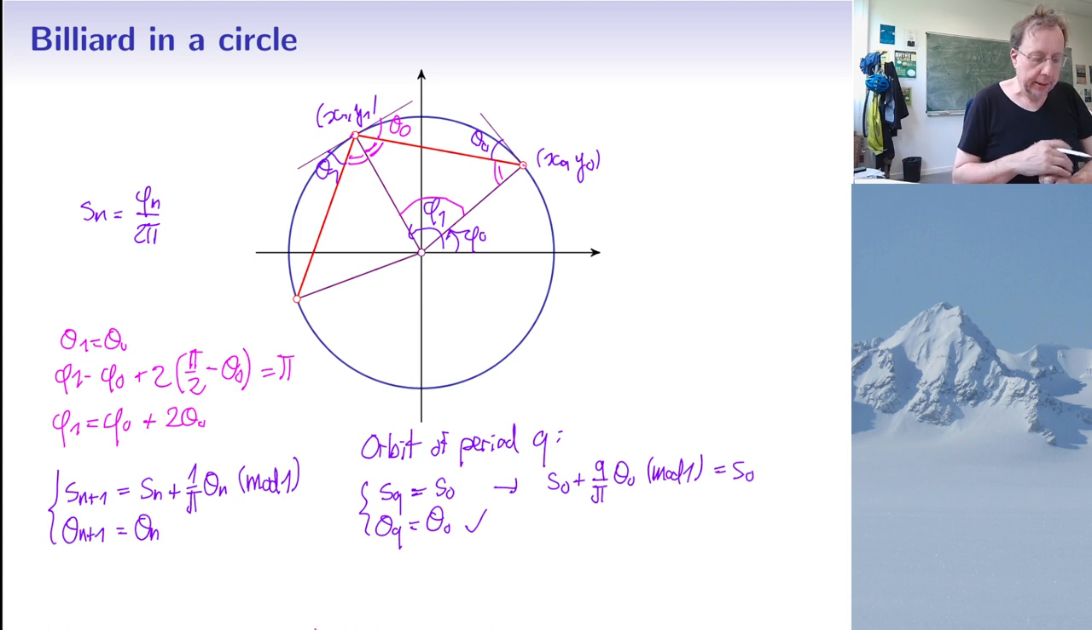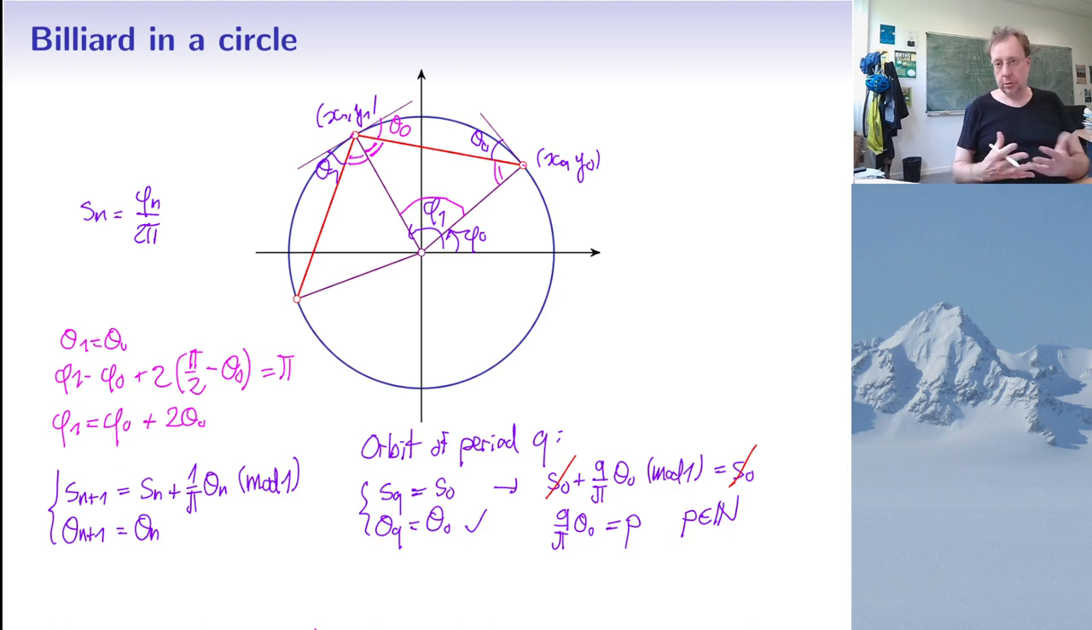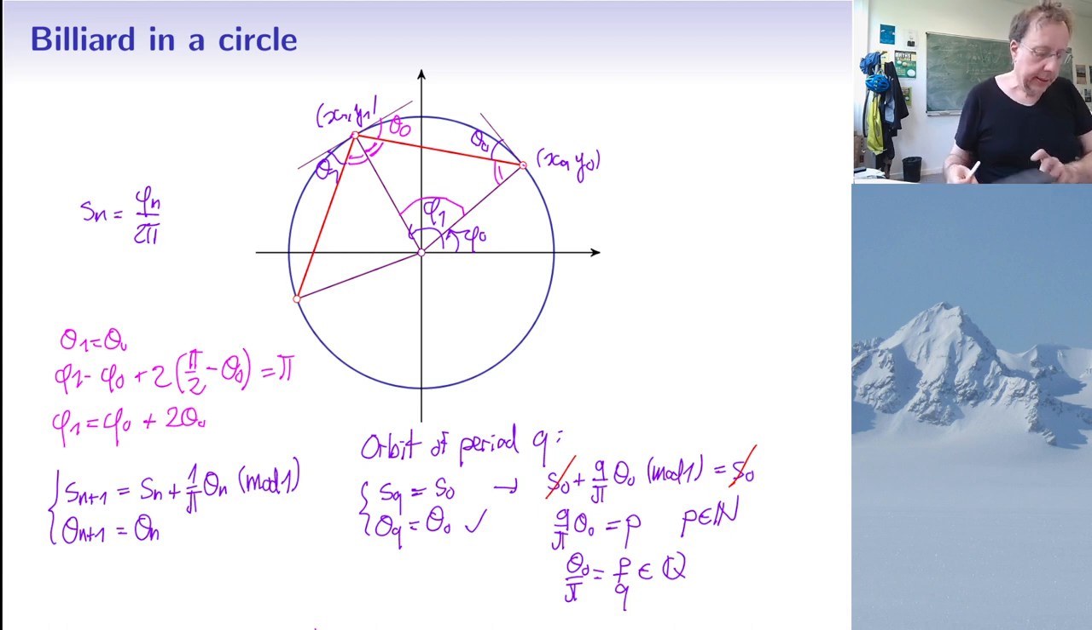But what do I do with the modulo 1 here? Okay, first thing I can simplify by s naught here. But then this is actually equivalent to saying that q over pi theta naught should be equal to p, where p is some integer, which could be in principle any integer. Or in other words, it means that theta naught over pi should be given by p over q. That is a rational number. So the summary here is that I have two possibilities. So either theta naught over pi is of the form p over q, so it's a rational number. Then I have a periodic trajectory or orbit of period q.